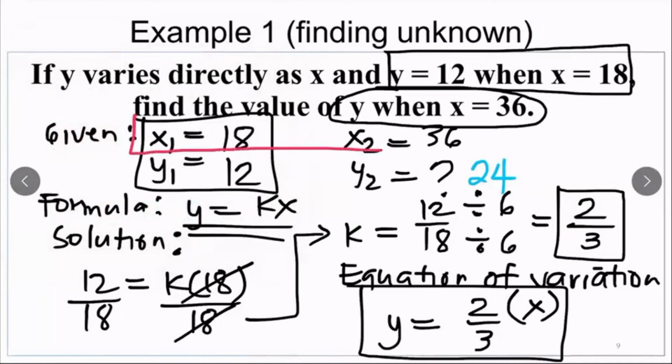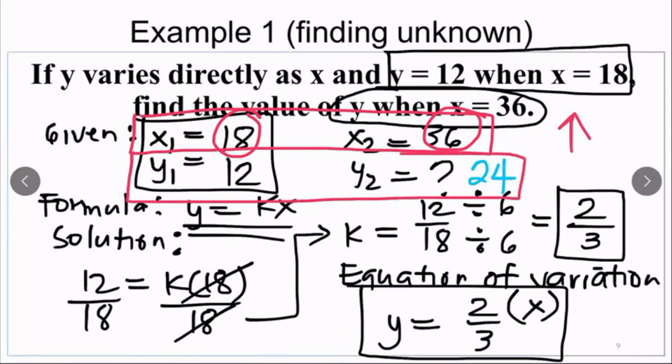Our x value from x sub 1 is 18, going to 36. As you observe, it increases. So now let us check for our y. Our y sub 1 is equal to 12, and our y sub 2 is equivalent to 24. Therefore, our y increases also.